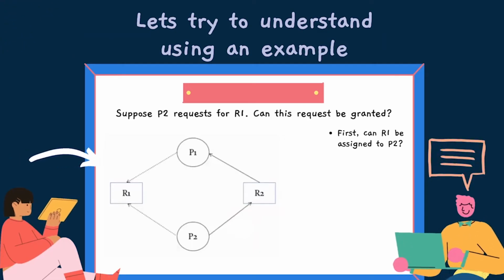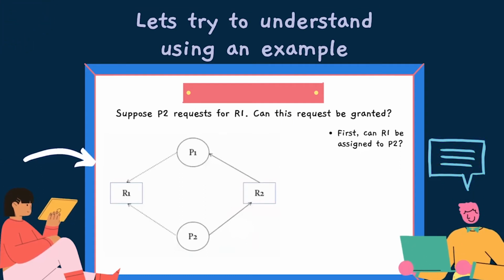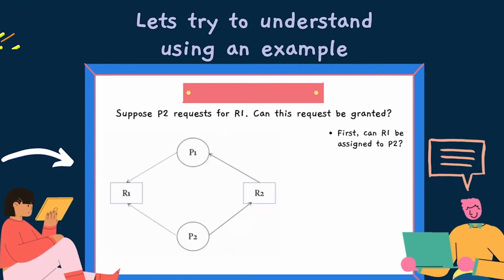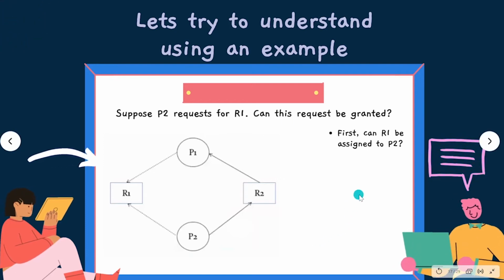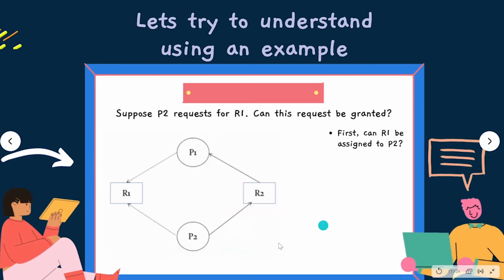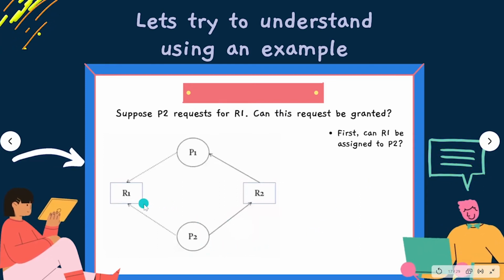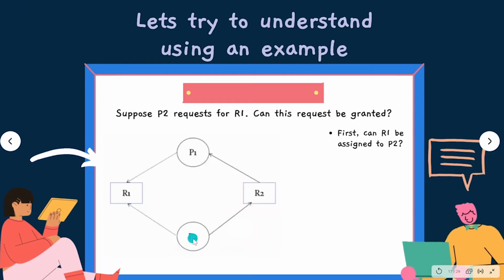Alright, let's try to understand using an example. Suppose P2 requests for R1. Can this request be granted? Okay, so the first thing we'll have to look at is, can R1 be assigned to P2? Here it is R1, and can it be assigned to P2?